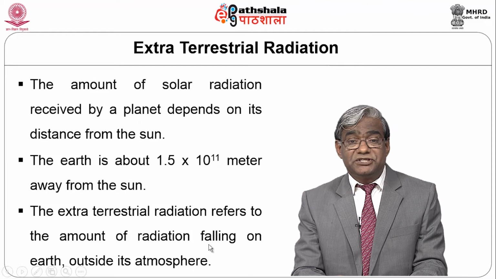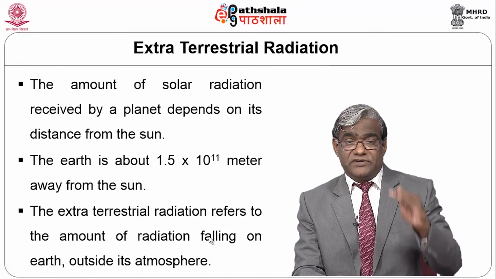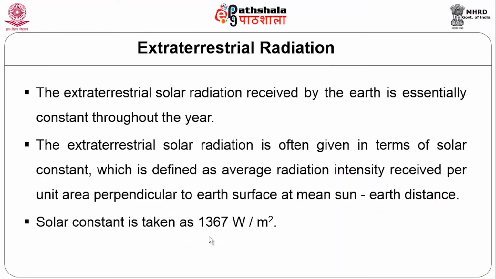The extraterrestrial radiation refers to the amount of radiation falling on earth outside its atmosphere. So extraterrestrial radiation is above the atmosphere, where there is completely a vacuum, and the extraterrestrial solar radiation received by the earth is essentially constant throughout the year. That region above the atmosphere is called extraterrestrial radiation, and there the solar radiation is constant throughout the year. That is why it is called the solar constant.